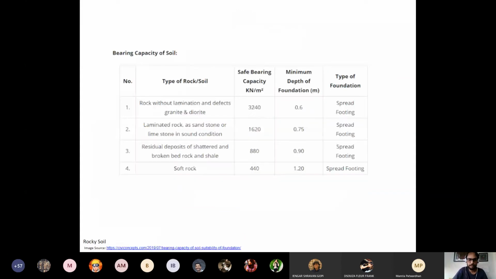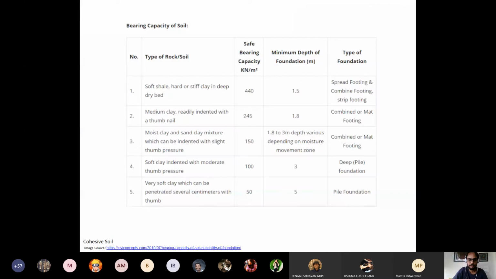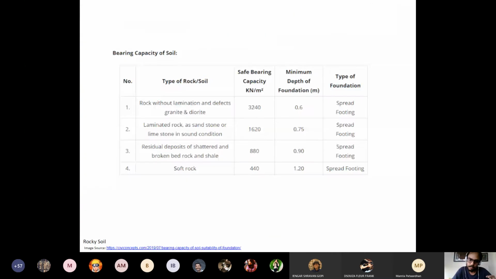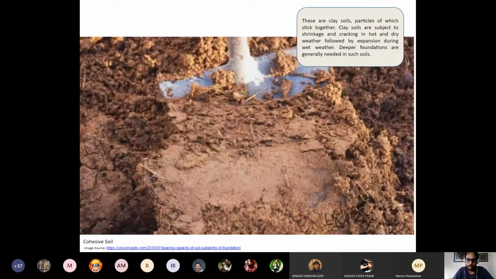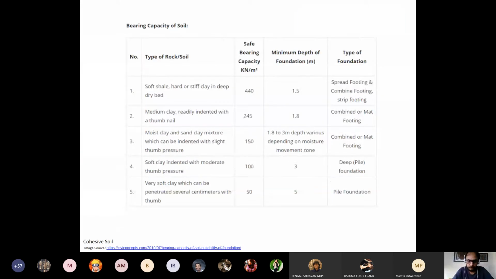So the three types of soils. We as architects have to develop an instinctive and intuitive understanding of soil and its properties. I should be able to look at soil and say that this is a rocky soil, and things like that.